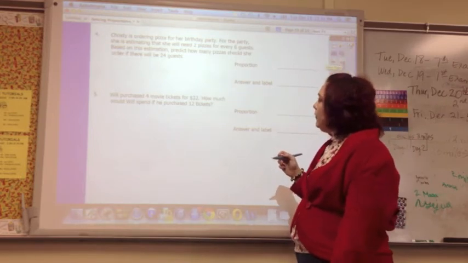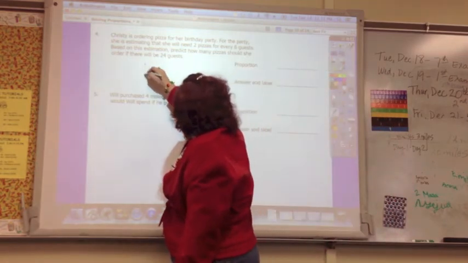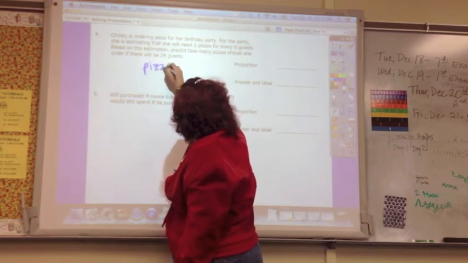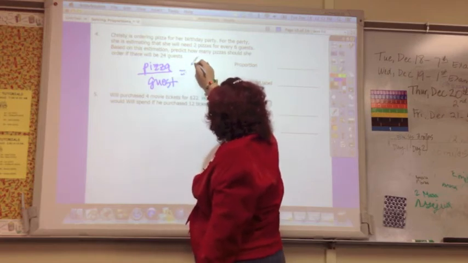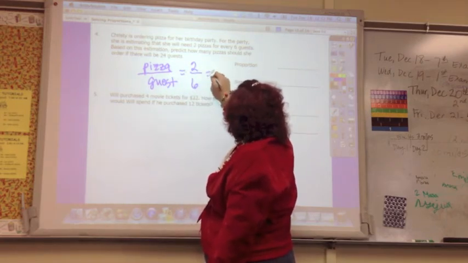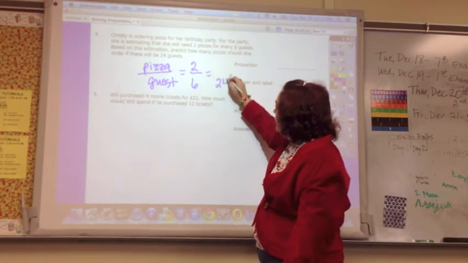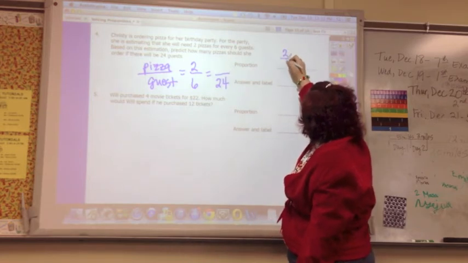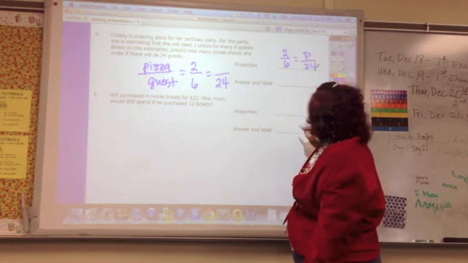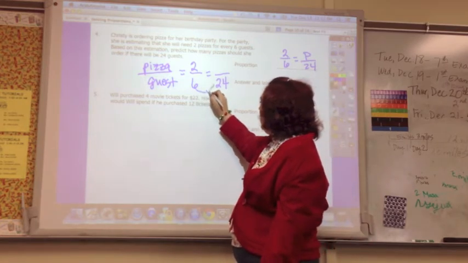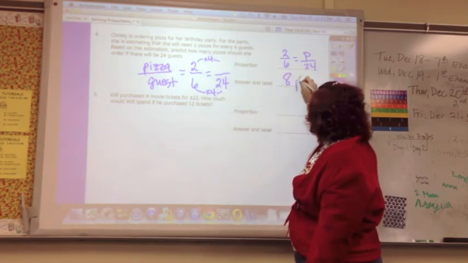Christy is ordering pizza for her birthday party. For the party, she is estimating she needs 2 pizzas for every 6 guests. So we're comparing pizzas to guests. Based on this estimation, predict how many pizzas she should order if there are 24 guests. Well, if I set this up, it's 2 to 6 equals pizzas over 24. And so times 4, times 4, so the answer is 8 pizzas.